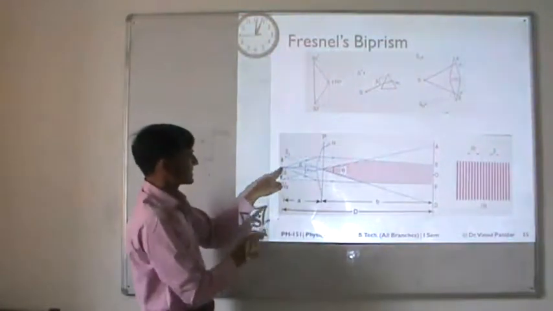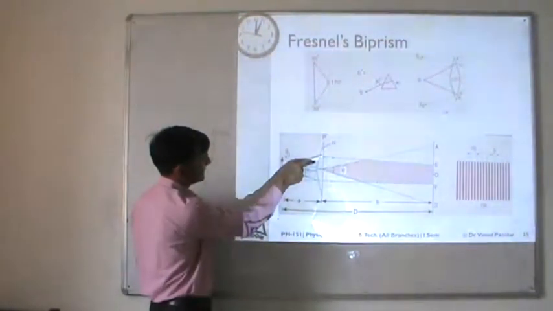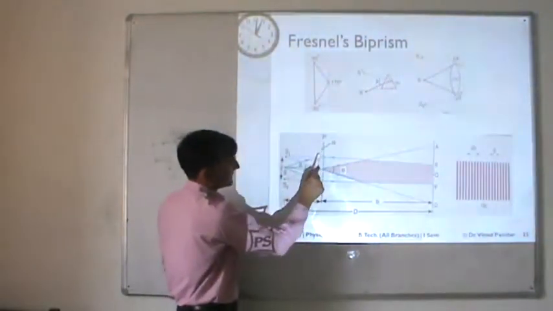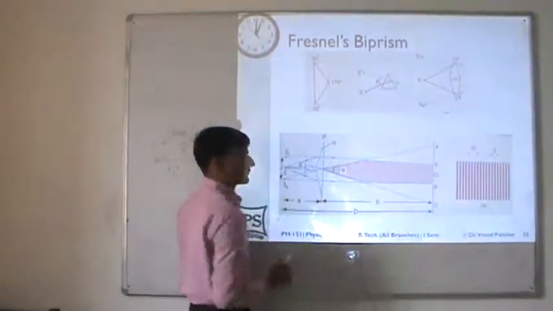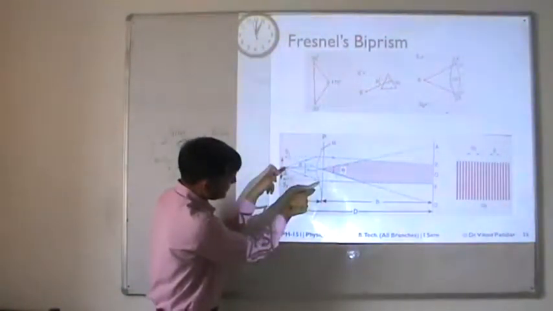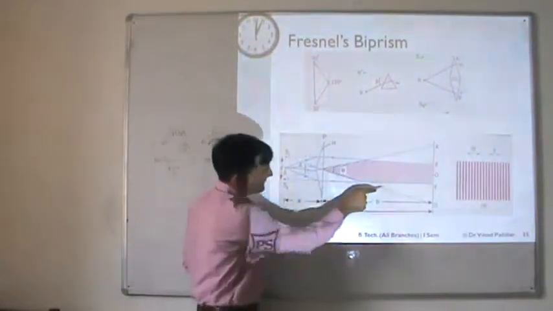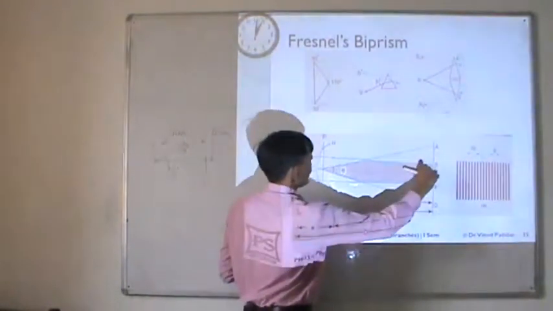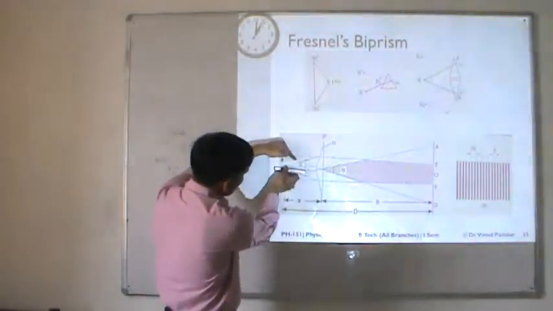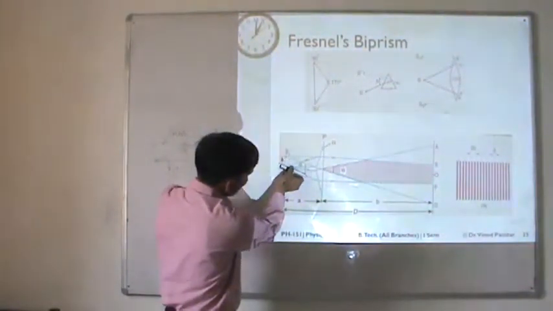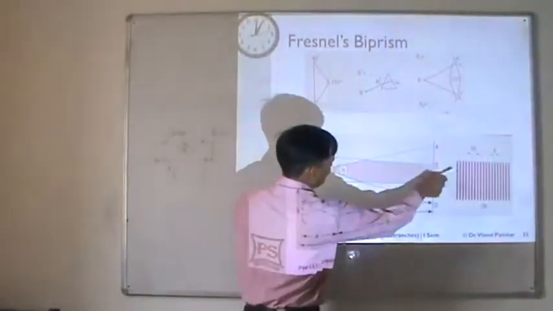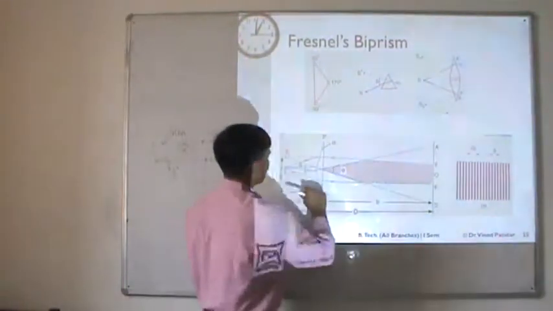Now when the light is emitted from this source, the light ray doesn't go in this direction. What happens? There will be a bending, and the light ray now goes in this direction. Similarly, when the light rays are incident on this portion, again there is a bending. Suppose you are considering these two light rays. This light ray is going in this direction, and this one in this direction. This is the reason for the overlapping between the two.